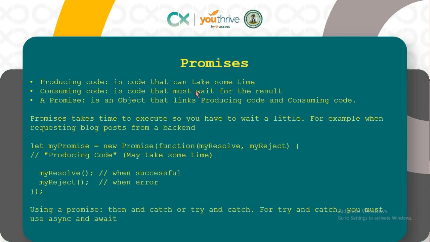So the promise usually takes time. It can take at least a day or some hours to fulfill. Some of them can take months or years to fulfill, but the bottom line is that a promise takes time. So the person that has to fulfill the promise is the producing code. So it's a code that takes time. Then the person that must wait for the promise to be fulfilled, which is you, is the consuming code.